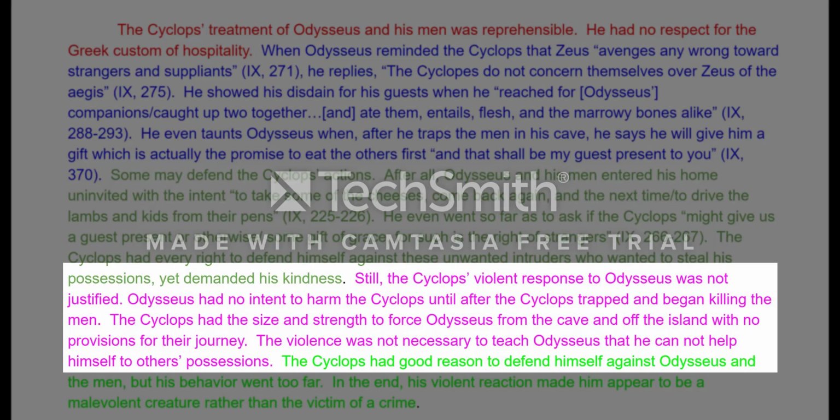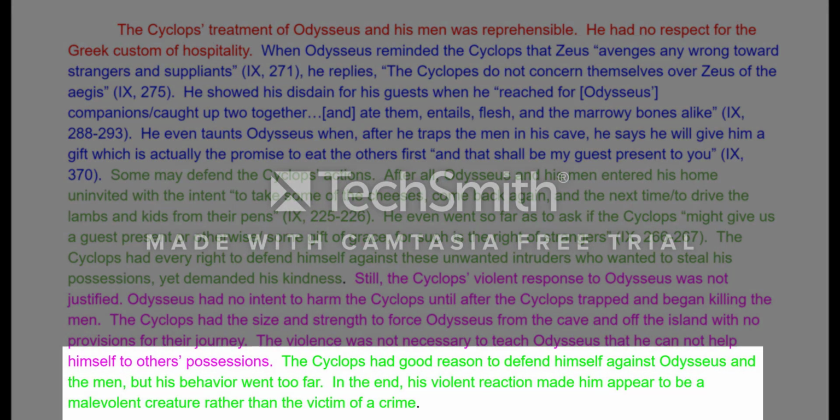I write, "Still, the Cyclops' violent response to Odysseus was not justified." That's kind of like me restating my claim. "Odysseus had no intent to harm the Cyclops until after the Cyclops trapped and began killing the men. The Cyclops had the size and strength to force Odysseus from the cave and off the island with no provisions for their journey. The violence was not necessary to teach Odysseus that he cannot help himself to others' possessions." There in my rebuttal, I make it clear that my claim is correct and that all of the evidence that I've supplied makes it so.